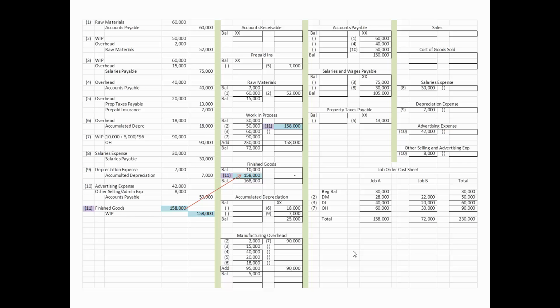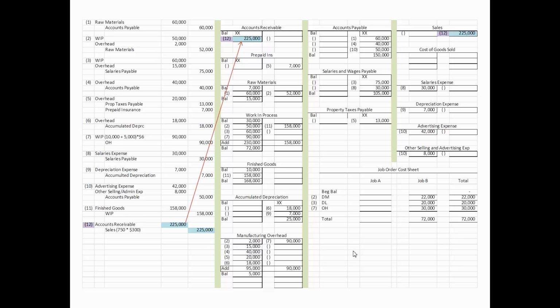Now we're going to move items out of WIP into finished goods. And we can see that since we moved everything related to job A off of the factory floor into finished goods, that is no longer on the job order cost sheet. The balance in work in process of $72,000 reflects what's on the job order cost sheet.